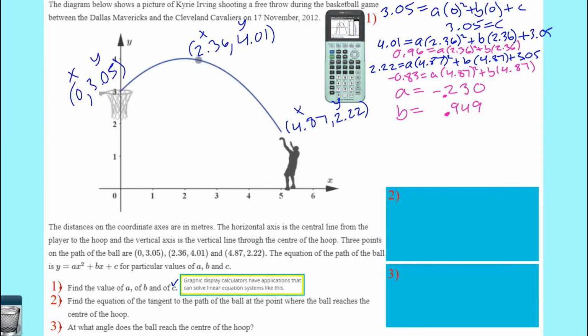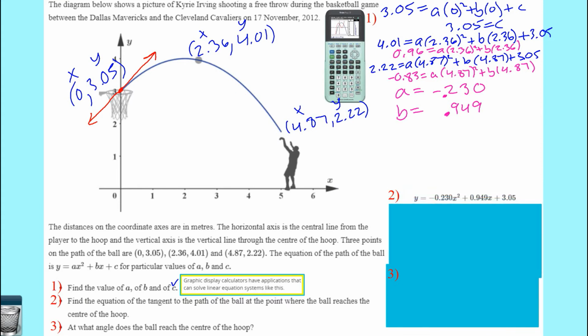Okay, so the next part, we want to find the tangent line where the ball reaches the center of the hoop. Well, that tangent line is going to be at this point. So we want this line. We start with our original equation that we just found. Notice it's y equals ax squared plus bx plus c, but I replaced my a, b, and c with what I found in the last problem.